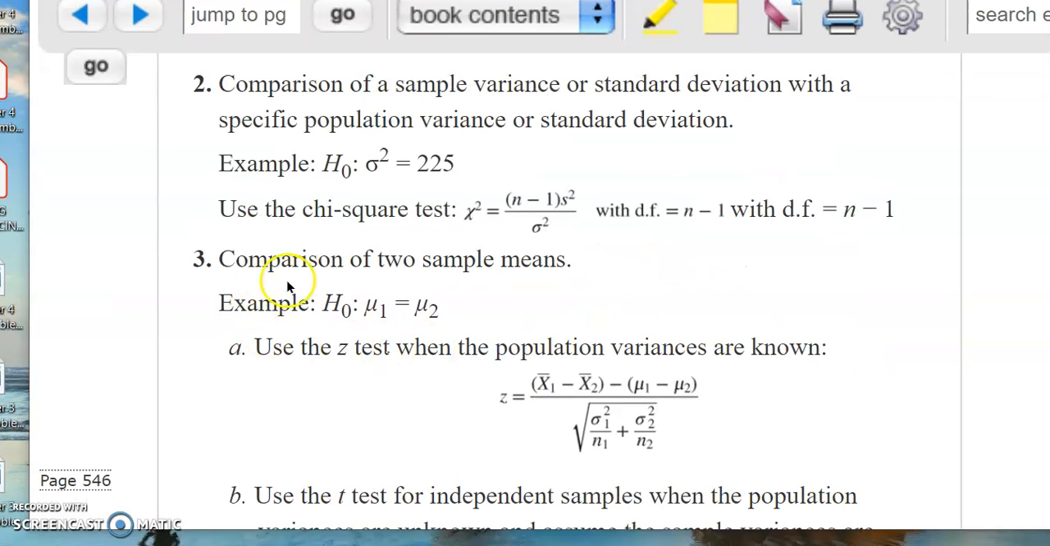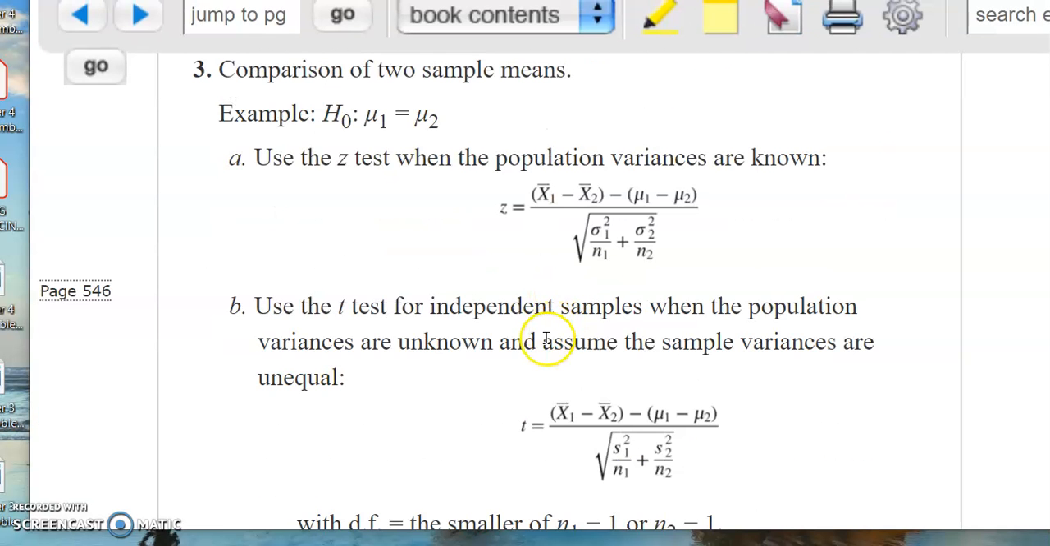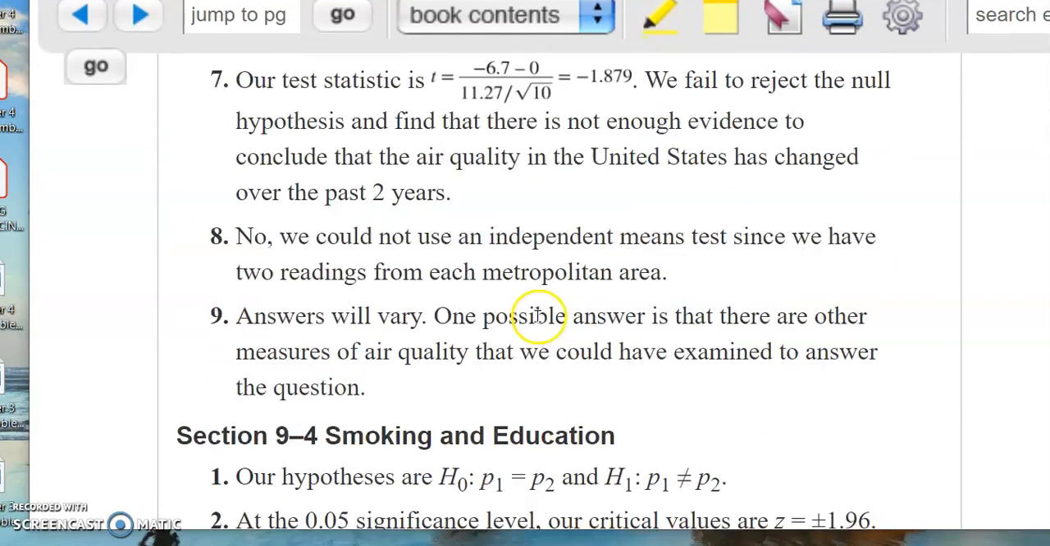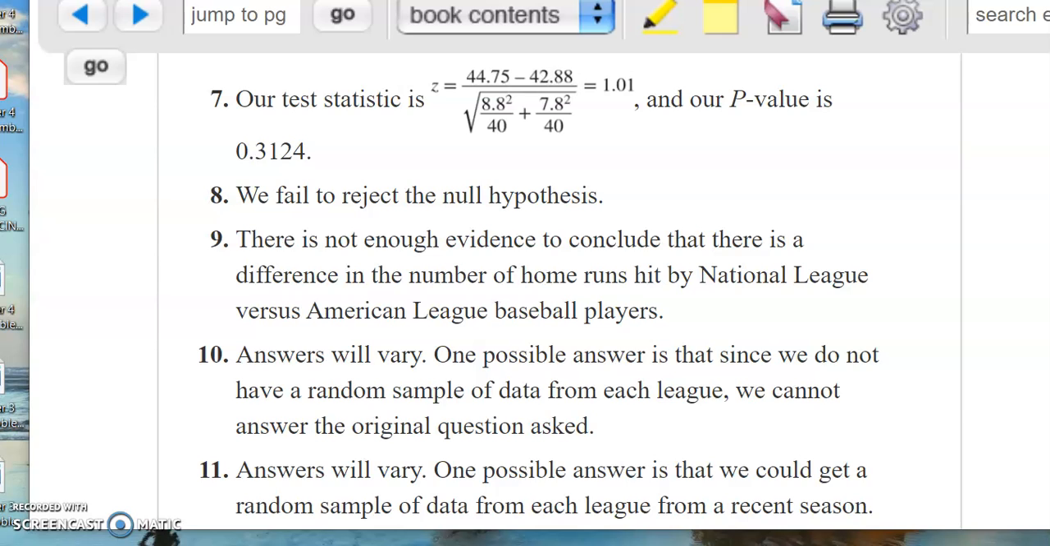Now we get to the third item here. This is a comparison of two sample means. So this is exactly what we have right now. This is going to be comparing two sample means. So look at this summary. It's very, very well done, and I think it's worth your time. Okay, give me a second here.